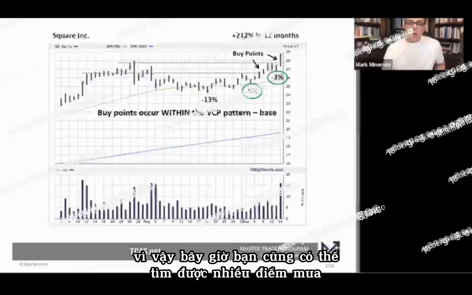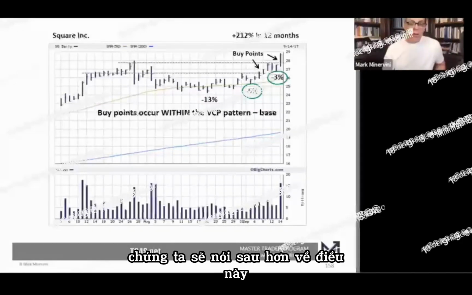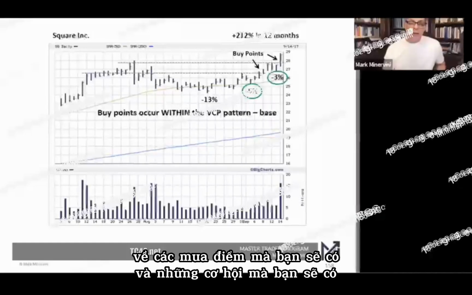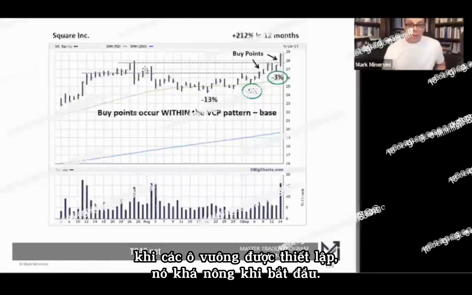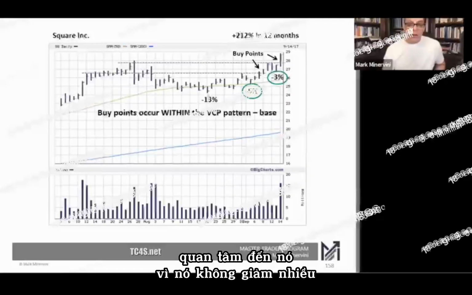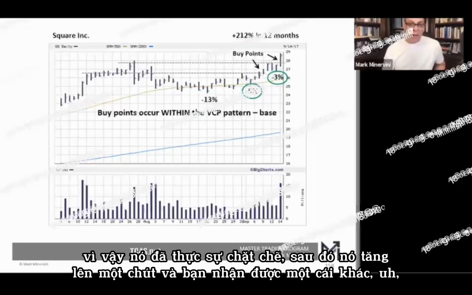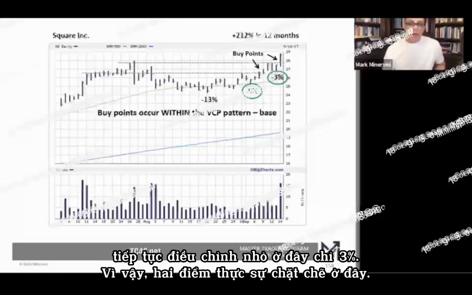So now you can also get multiple buy points where these tightenings will happen, and we're going to talk about this in more depth, the various buy points and opportunities that you'll have. When Square set up, it was pretty shallow to begin with. It only came off about 13%, which would get me interested just in that alone, because it's not correcting very much and showing that it's strong. But you can get multiple buy points, and you see here just a 5% pullback. So it's already really tight, then it rallies up a bit, and you get another little pullback here of just 3%. So two really tight points here.